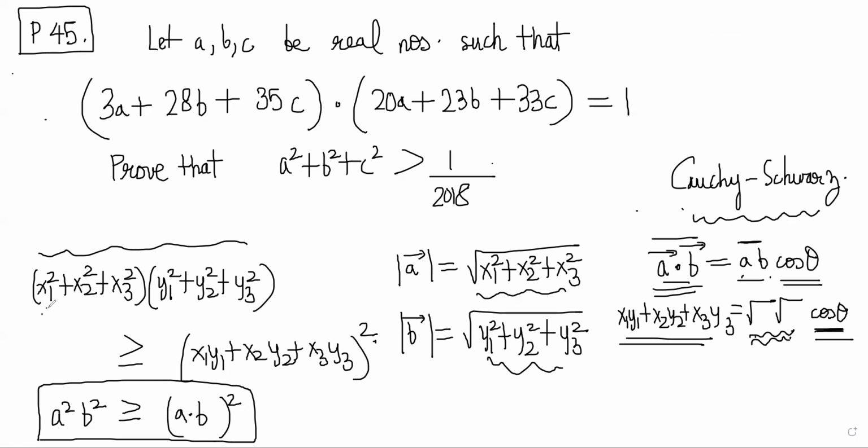And if the components are x1, x2, x3, y1, y2, y3, parallel means x1 by y1 should be equal to x2 by y2, which should be equal to x3 by y3.